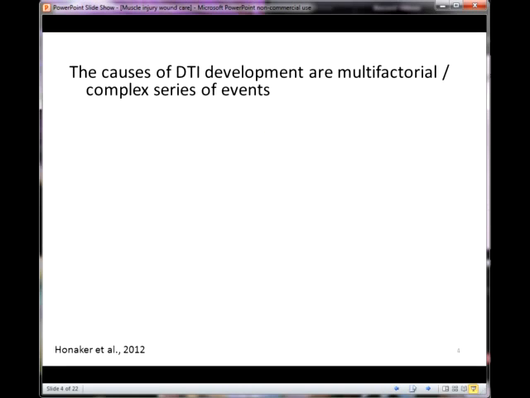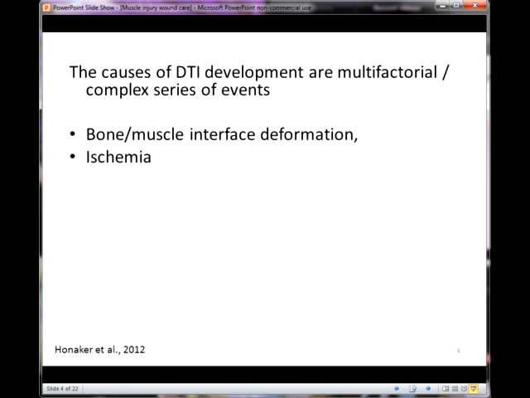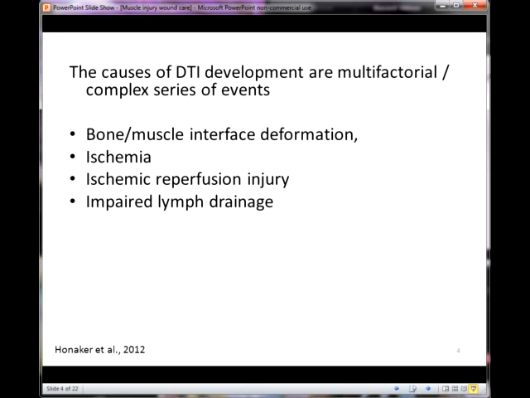The causes of this deep tissue injury development are multifold. It's a complex series of events, such as we just talked about, the bone and muscle interface, the deformation, pressure of the muscle on the bone, ischemia, the lack of blood flow to a particular area. Ischemia reperfusion injury can also occur when you increase the blood flow back to the tissue. That can actually further the injury even more, and this is also a problem in the central nervous system.